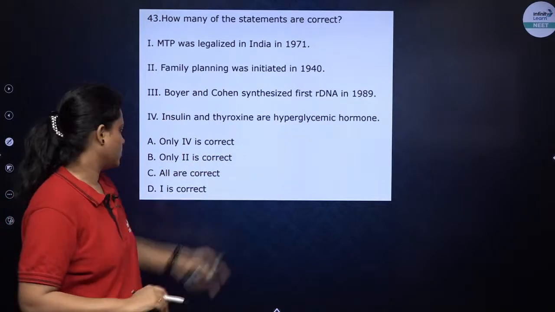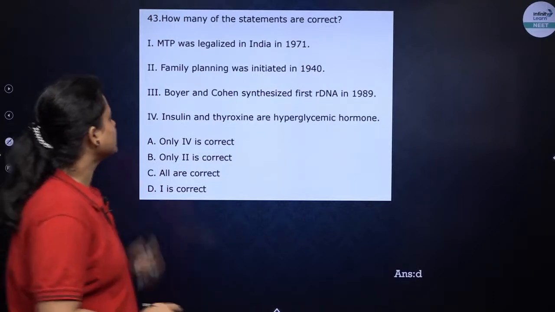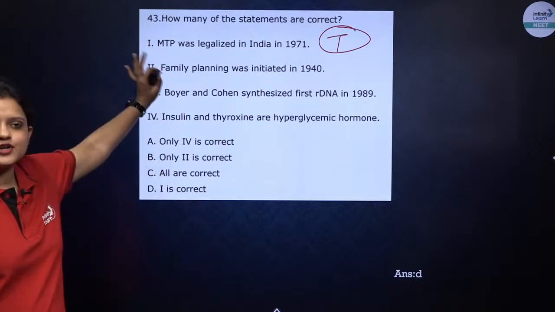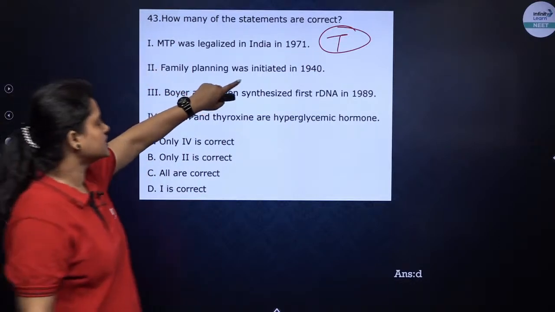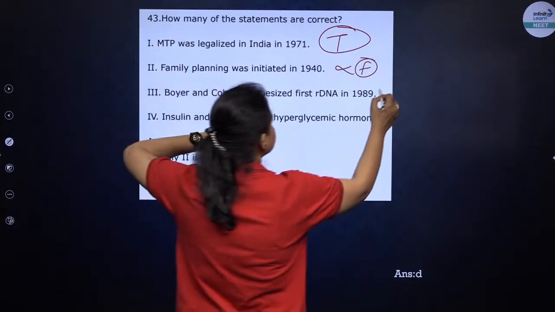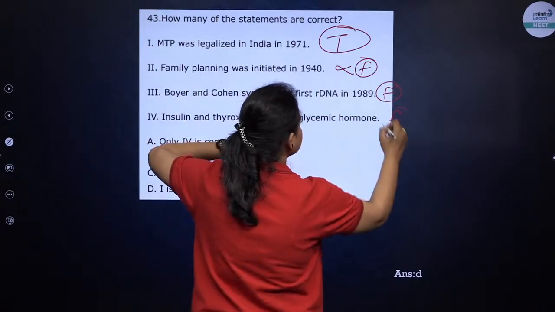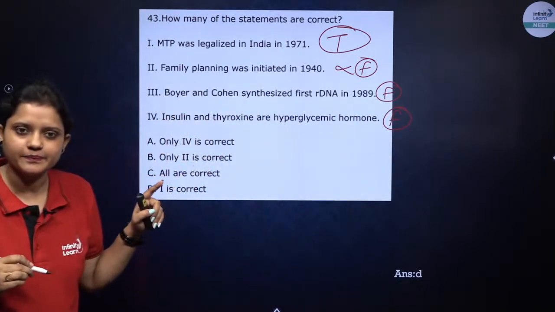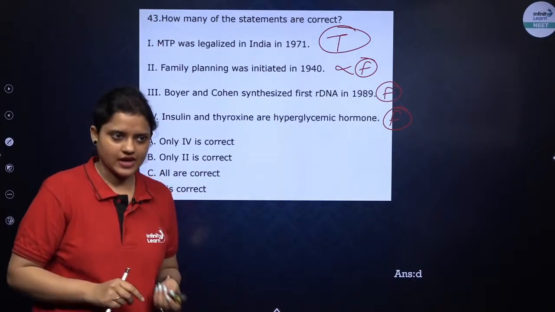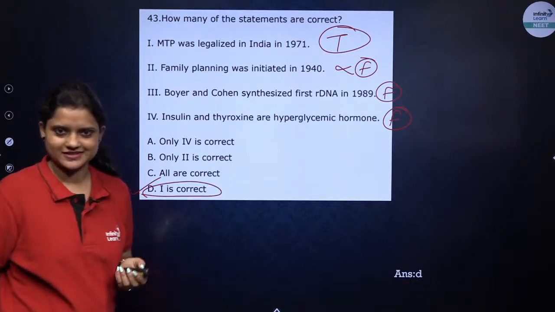So MTP was legalized in India in 1971. This is absolutely correct. This is true. So this is the only true one. Let's read the rest. Family planning was initiated in 1940. No, this is false. Boyer and Cohen synthesized first rDNA. False. Insulin and thyroxine are hyperglycemic hormones. No. Which is the hyperglycemic hormone? It is glucagon, right? Which is antagonist to insulin, right? So correct option here is D. Only one is correct. Simple statement. Okay?